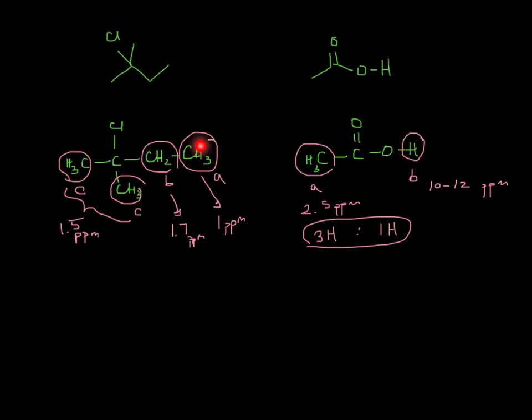All right, what about integrals? Well, this environment C has 6 total hydrogens, 3 on this CH3 and 3 on this CH3. They're all going to stack on top of each other, so they would integrate out to 6 H's. Environment B is a CH2, so it has 2 H's. Environment A has a CH3, so it has 3 H's. So C to B to A is going to integrate out to 6 to 2 to 3.